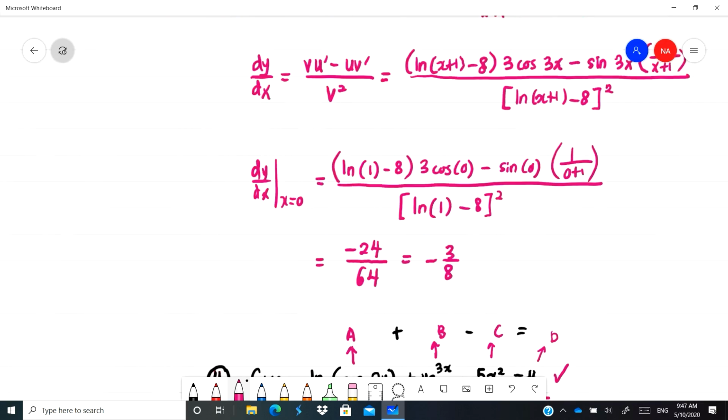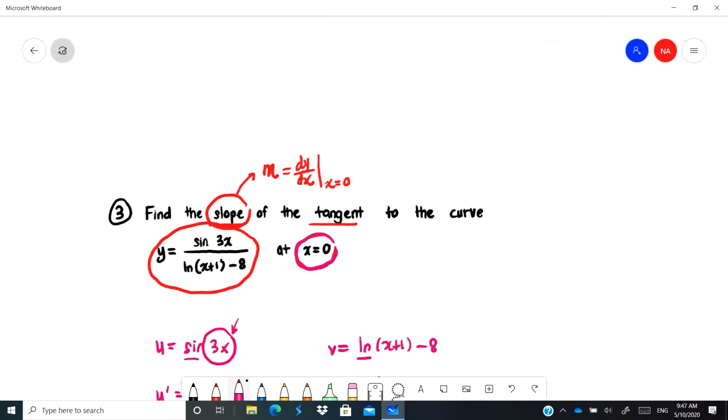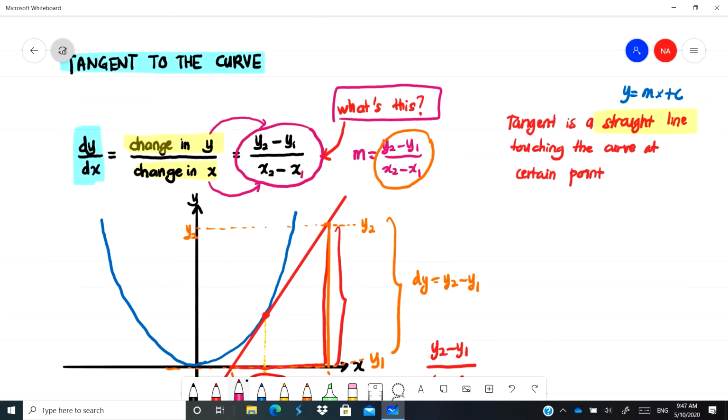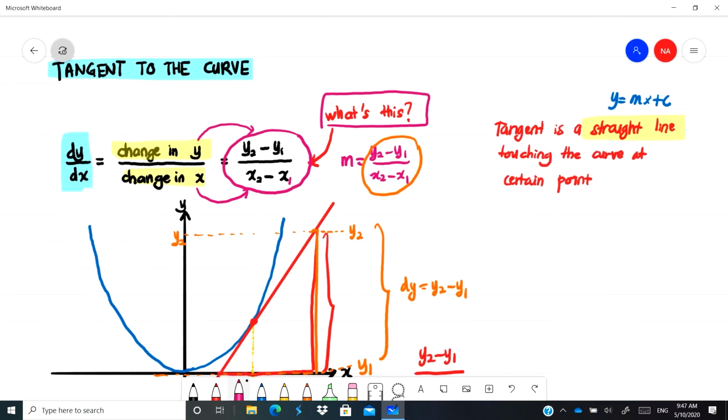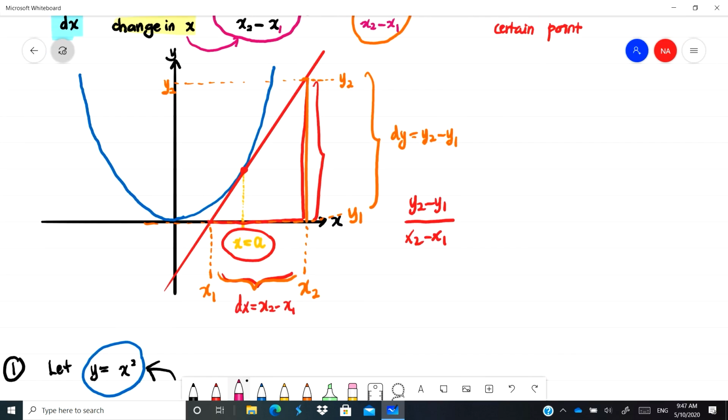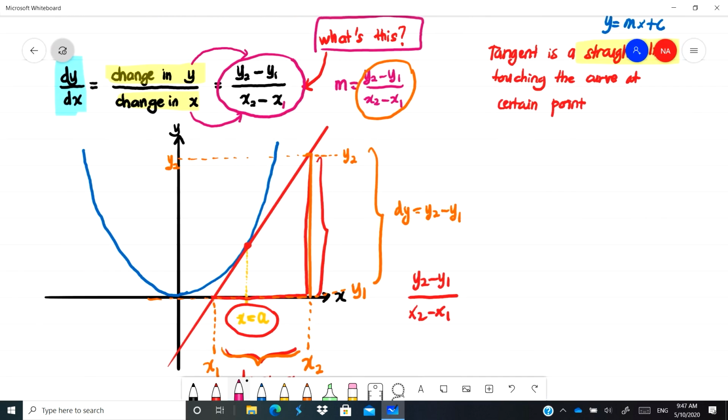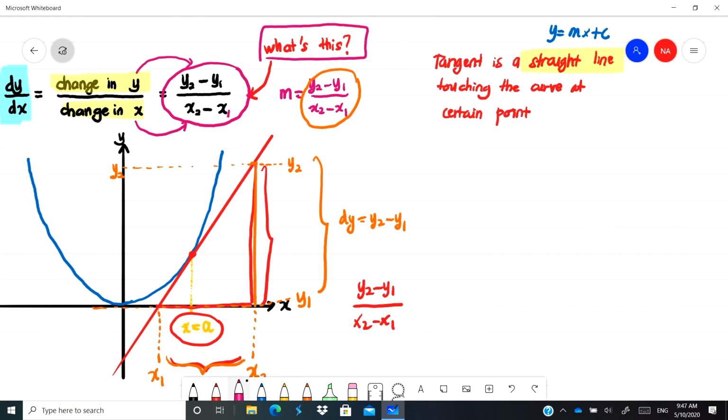Please take note that dy over dx is actually the gradient of the tangent line to the curve, at which point it can be at x equal to a, it can be at x equal to 0, it can be at x equal to -1, it can be at x equal to -1 over 2, it can be anywhere. It depends on the question. So we'll have to substitute the value of that point to get the value of the gradient.